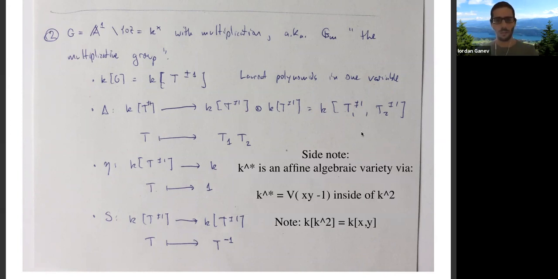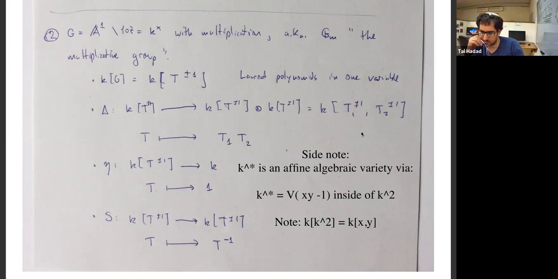But we have to pass to K2 in order for us to see K star as a closed, Zariski closed subset of an affine space. Okay. Any questions on that? I don't want to dwell on it too much, but can you specify the isomorphism between this and G_m, A1 minus 0?